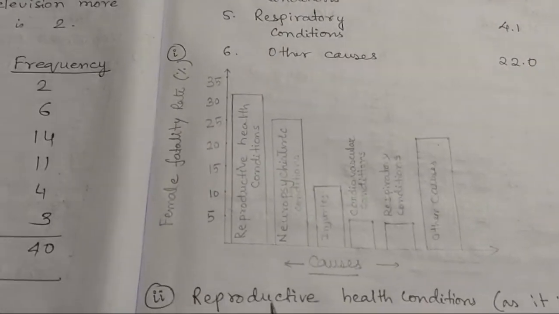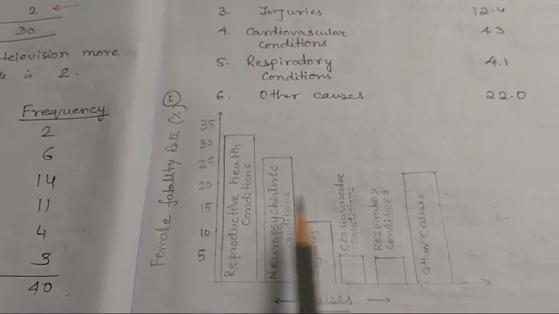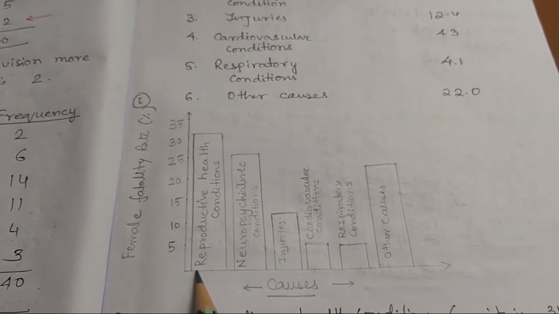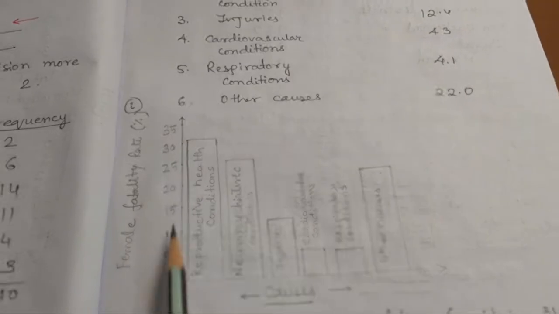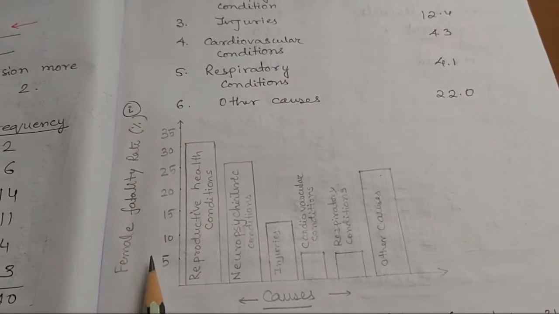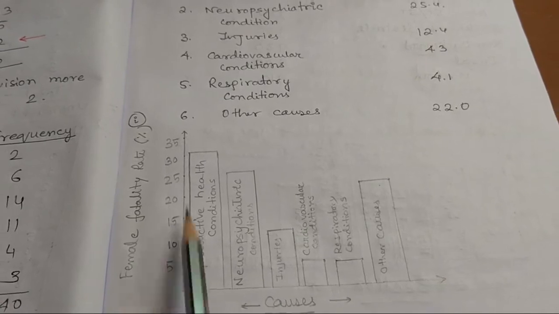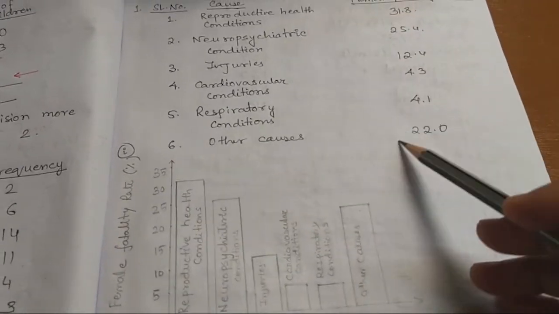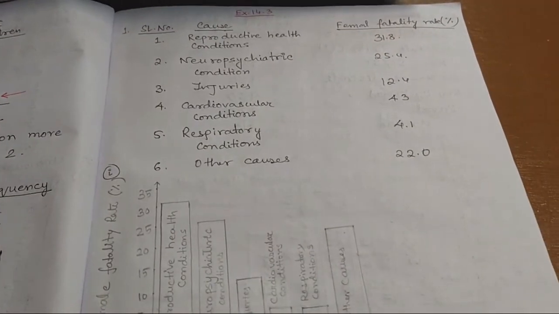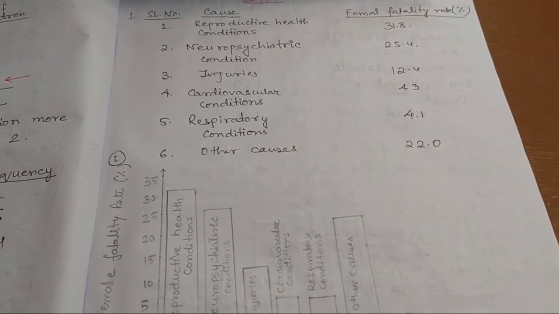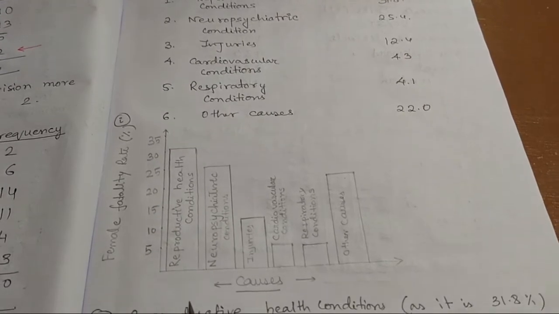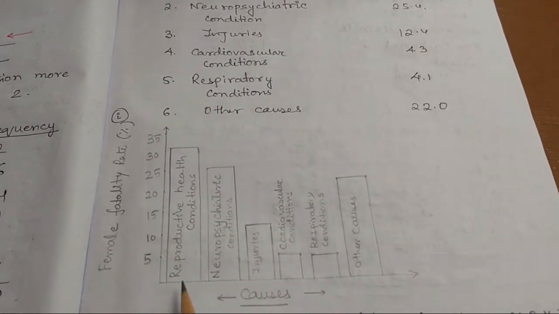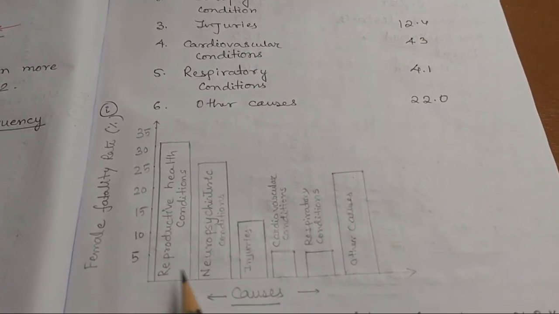So in a bar graph, you can see there are two axes. This is called the x-axis, this is called the y-axis. Generally in the y-axis we write the frequency, that is given here, and here the causes. A few things we have to remember about the bar graph: the width of the bar must be the same for all the bars.